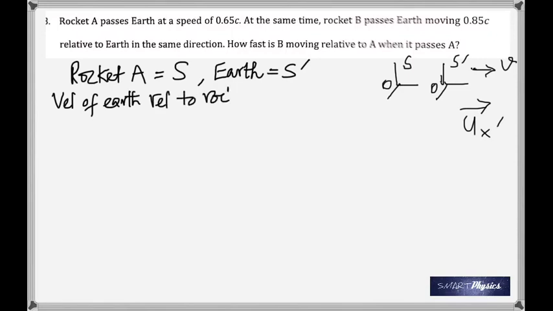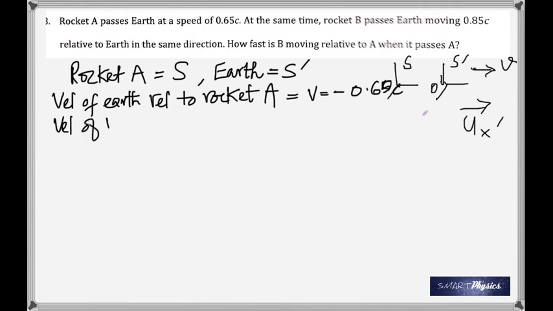Okay, so the velocity of the Earth relative to rocket A, how much is that? What's the velocity of the Earth relative to rocket A? A person in rocket A, wouldn't he think that the Earth is moving backwards at 0.65 c? Yes. Therefore, the velocity of the Earth relative to rocket A is negative 0.65 c.